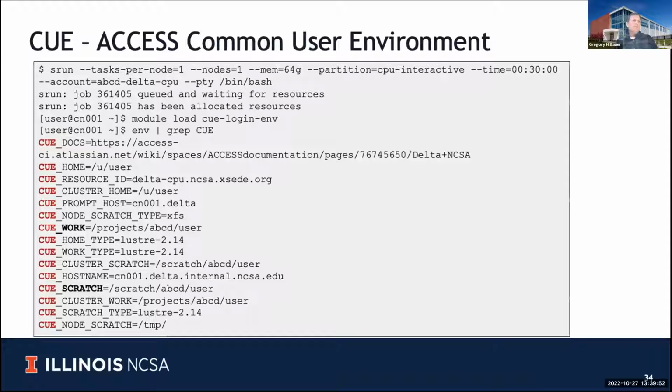Some of those are only accessible when you're running a job, because they depend on which project you are currently running on, since you might be a member of more than one project. We just highlight here some of the environment variables that are available through the common user environment. This is documented in our user guide, and there's also good documentation for the definitions of these variables for things like node scratch, parallel scratch, your home file system, etc.